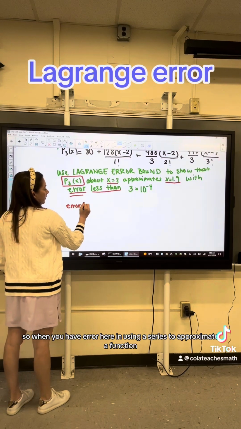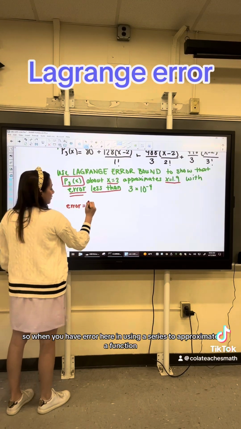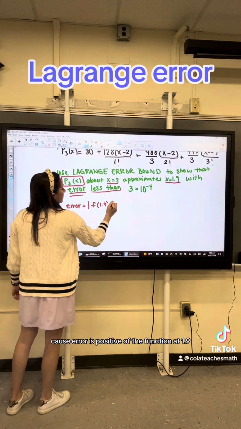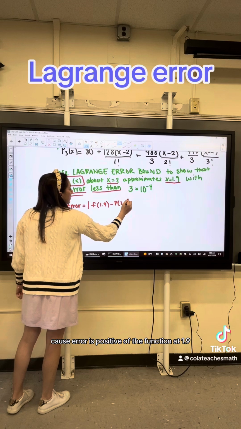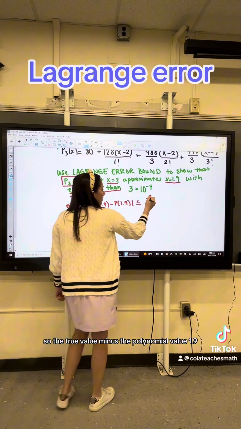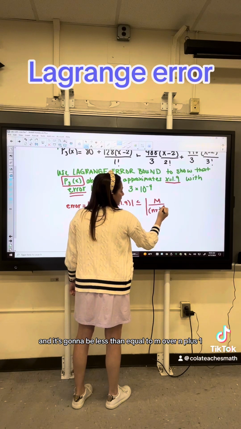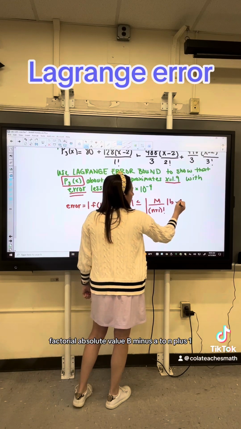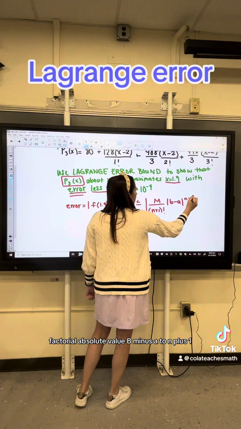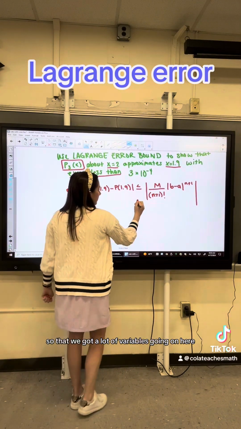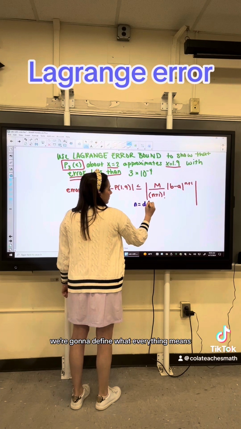So when you have error in using a series to approximate a function, the error is going to be the absolute value, because error is positive, of the function at 1.9, so the true value, minus the polynomial value at 1.9. And it's going to be less than or equal to M over n plus 1 factorial, absolute value of b minus a to the n plus 1, and that's all in an absolute value. So we've got a lot of variables going on here. We're going to define what everything means.